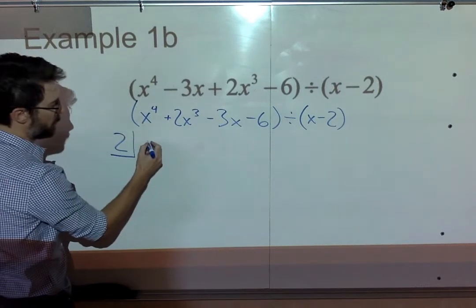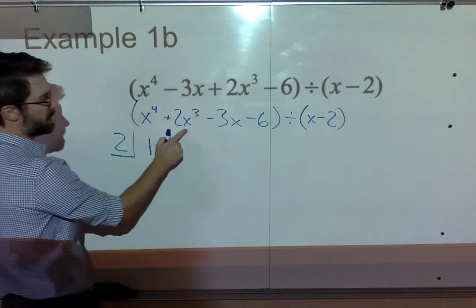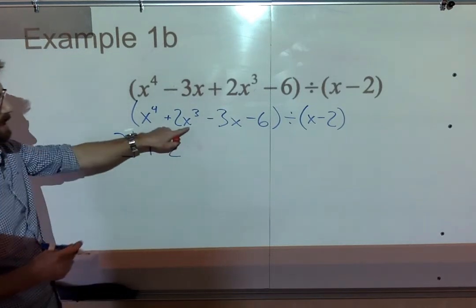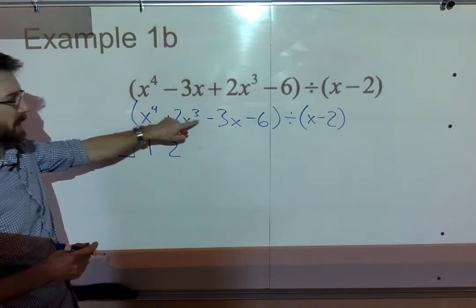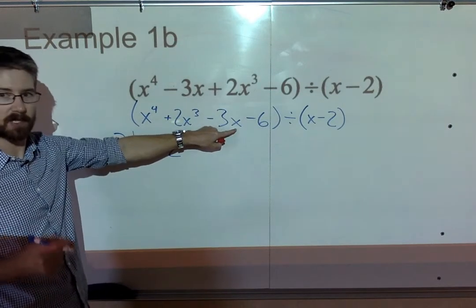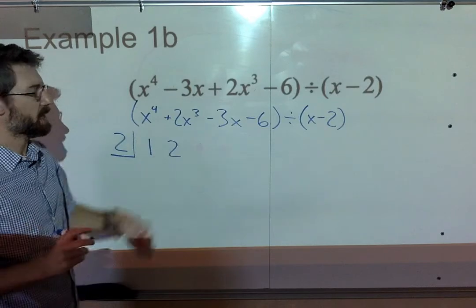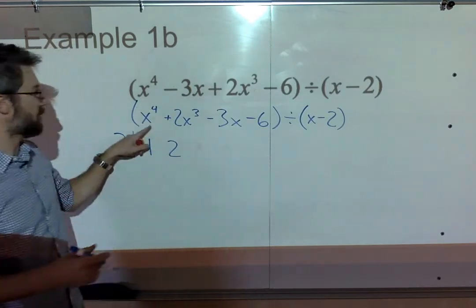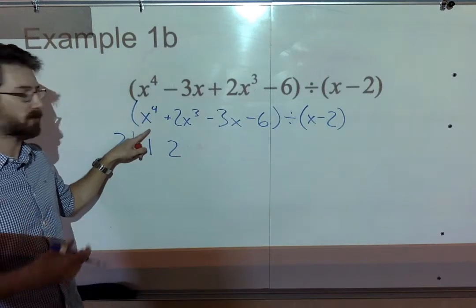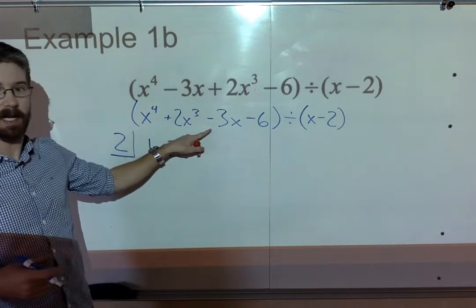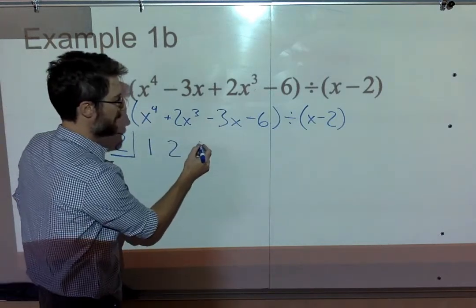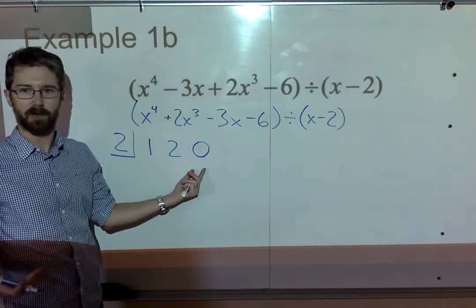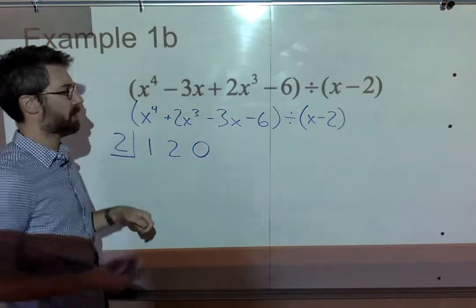Coefficient of x to the 4th is 1. The next power, x cubed, is 2. Now notice that I skip a power. I go from x cubed to just x. There's no x squared there. That's important. I need to have a number to represent every power of x that's lower than the highest, than the degree. So if I don't have an x squared, I need to have a 0 there. It's kind of a placeholder for the place of the x squared.